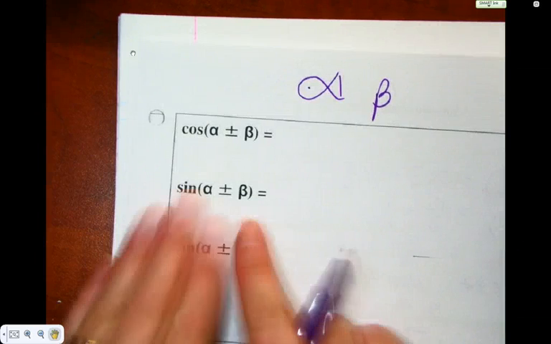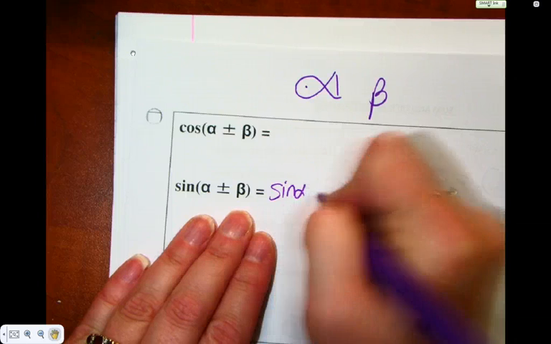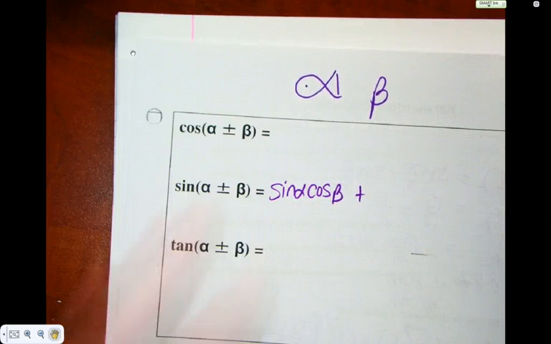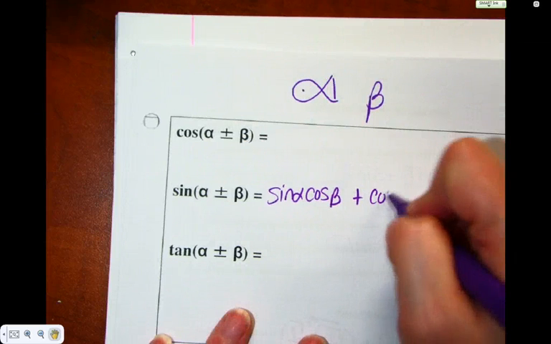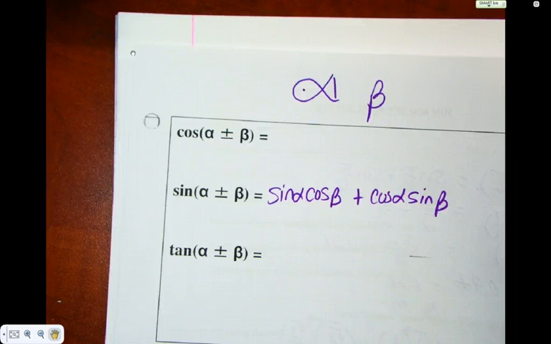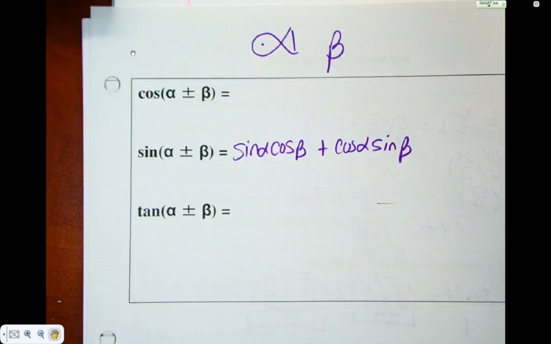Okay, so we just proved that sine of alpha plus beta equals sine of alpha times the cos of beta plus cos of alpha times the sine of beta. I know you want to draw fish because it's what you're used to drawing. It's not an infinity, it's not an 8 on its side, it's an alpha.